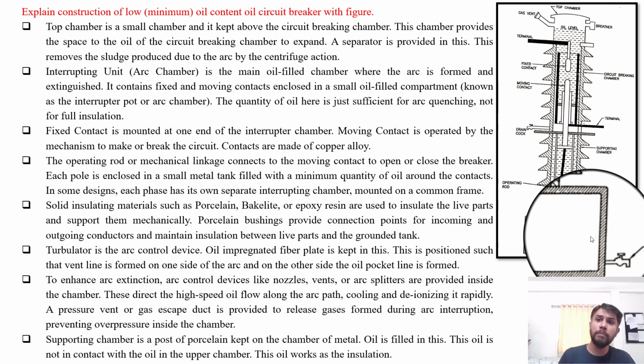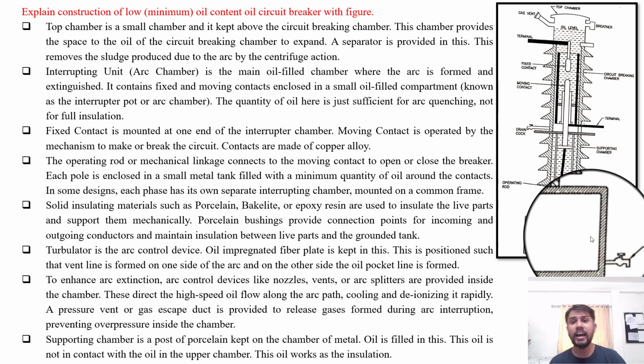Now the second most important part is the interrupting unit, or arc chamber. It is the main oil filled chamber where the arc is formed and extinguished. It contains fixed and moving contacts enclosed in a small oil filled compartment known as the arc pot, interrupter pot or arc chamber. The quantity of oil here is just sufficient for arc quenching, not for full insulation purposes. The fixed contact is mounted at one end of the interrupter chamber, and the moving contact is operated by the mechanism to make or break the circuit.